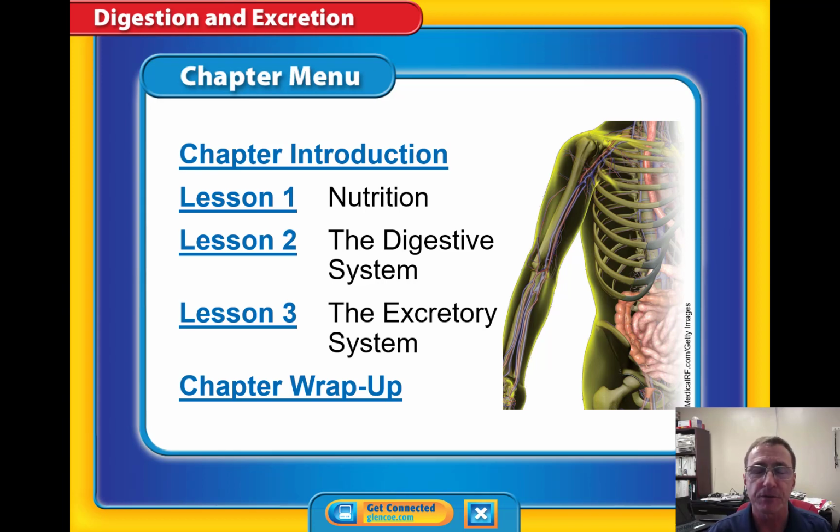We're working on chapter 15 in our science book on digestion and excretion. We're on lesson 2 today, the digestive system, so let's go.